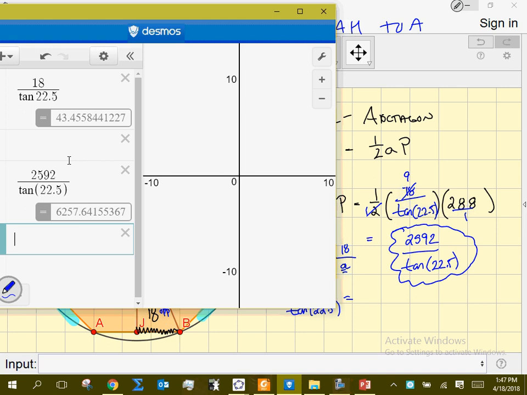But if I used rounded apothems, I'd have 0.5. Let's say I round it to 43.45. Maybe I rounded to 3 decimal places as my apothem, and then times my perimeter of 288. Okay. Would you agree that those two numbers are pretty close to one another? But look, that one to the hundredths place is a 4, right? That one to the hundredths place is a 6.